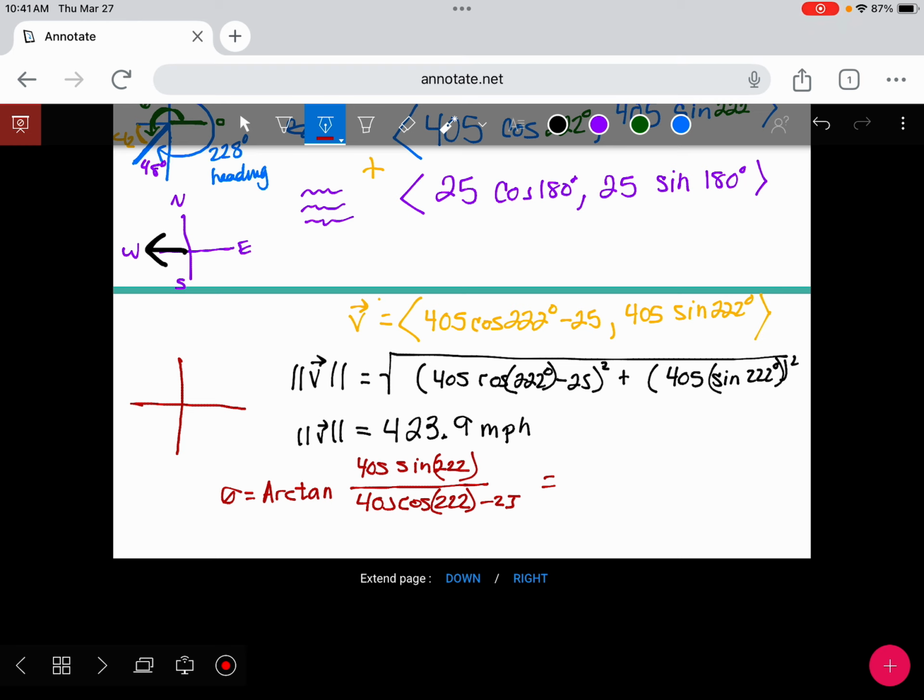Is it cosine 222, like 222 in parentheses and then minus 25? And then minus 25, correct. I got 39. What do we get? 39.7. Yep, that's what I got as well. So that gives us the angle 39.7.